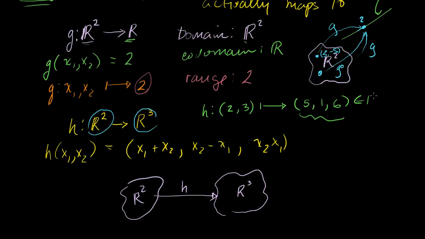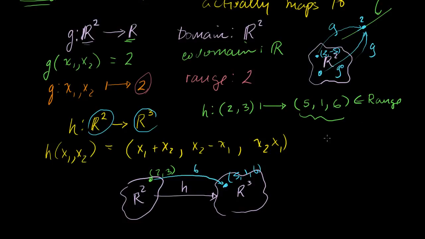So for example, the point 2, 3, which might be right there, will be mapped to the 3-dimensional point. It's kind of just drawn as a 2-dimensional blurb right there, but I think you get the idea. It would be mapped to the 3-dimensional point 5, 1, 6. So this is definitely a member of the range.